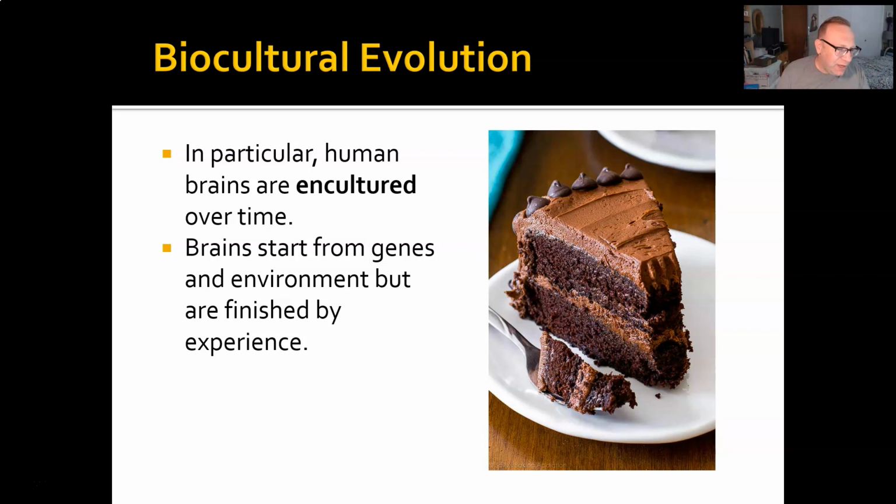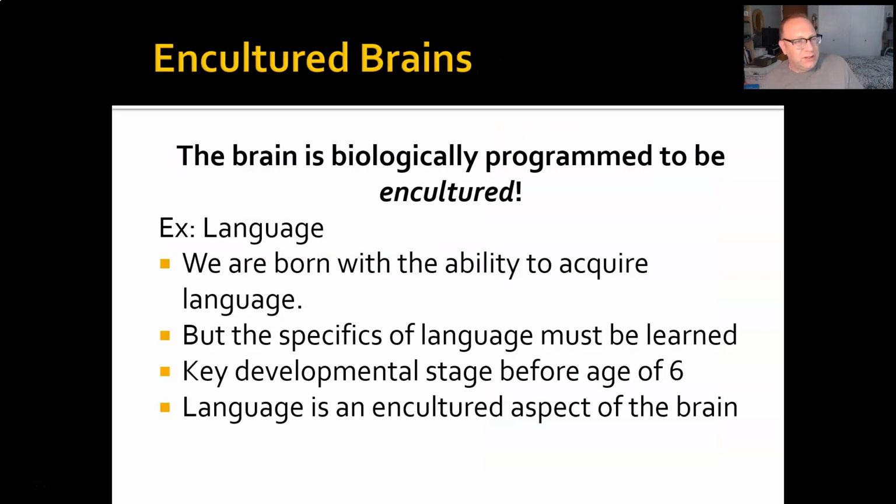So enculturation and brains are intimately tied together, and intimately tied with this fact that we have long juvenile periods. So an encultured brain, an example of this is language. An example of enculturation is language.